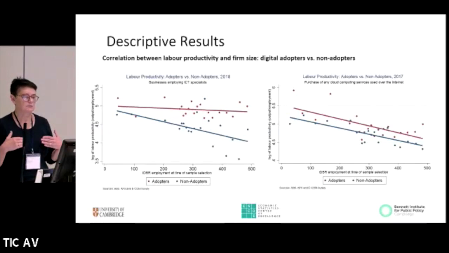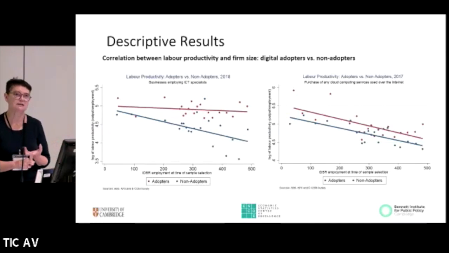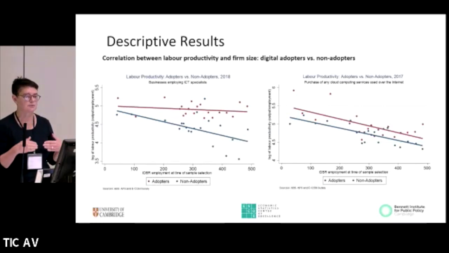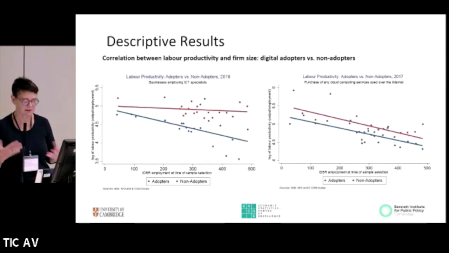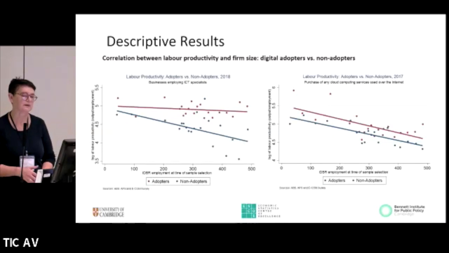And as you might anticipate, for these particular indicators, which are businesses employing ICT specialists on the left and using cloud computing services on the right, the adopters have a higher level of labor productivity than the non-adopters. Although interestingly, the slope of these lines is negative, so somewhat lower for the larger firms, a bit of a surprise. But that's what you might have anticipated. You use the technology, you've got a higher level of labor productivity. But that's not consistent across all of the indicators.